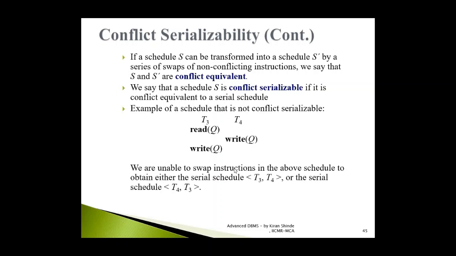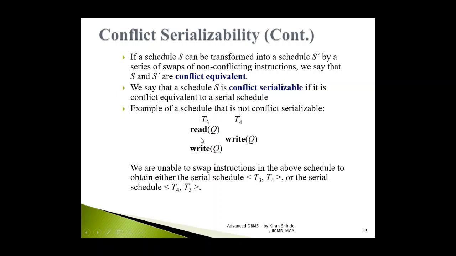Here you can see a simple schedule having two transactions T3 and T4. Now here we cannot find an instruction pair which is non-conflicting. Why? Just cross check. If you are checking whether a pair of instructions is conflicting or not, please do not forget both the instructions should belong to two different transactions. So we cannot check read Q and write Q like this. We need to check an instruction from one transaction and an instruction from another transaction. So read Q, write Q. Yes, these are conflicting instructions.